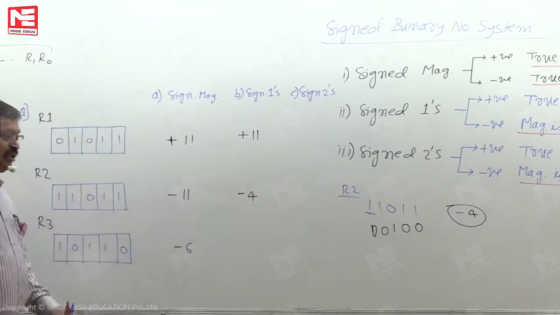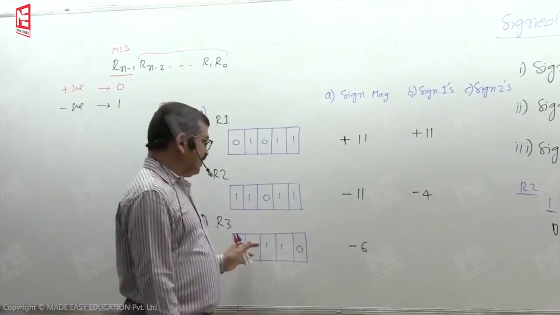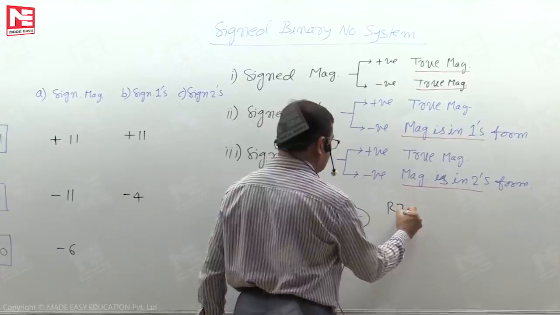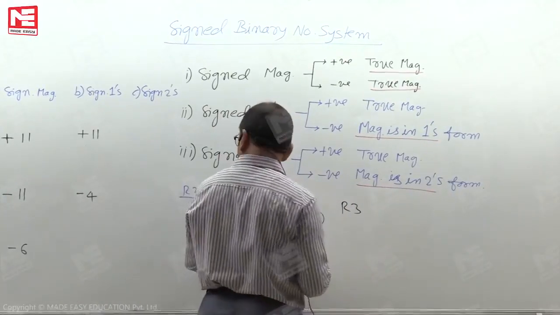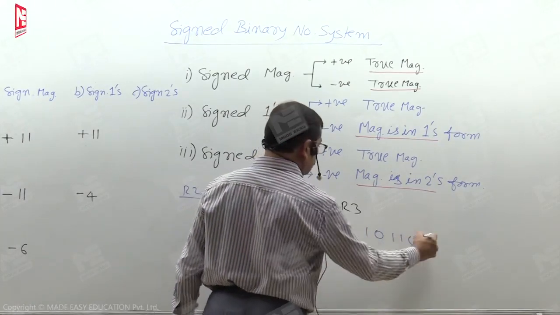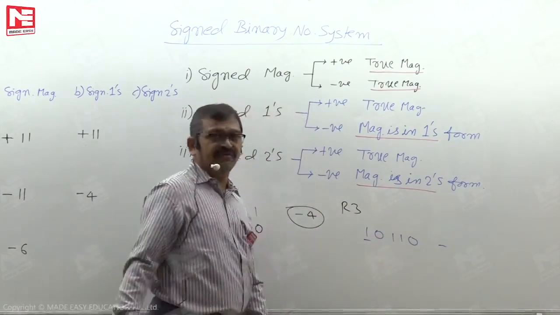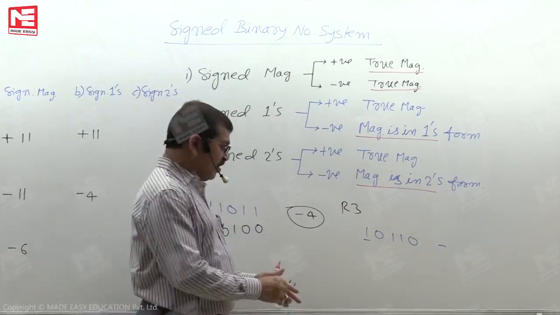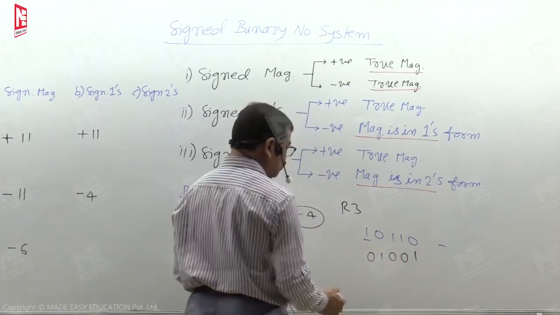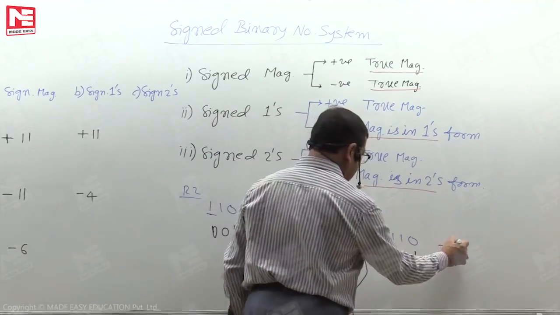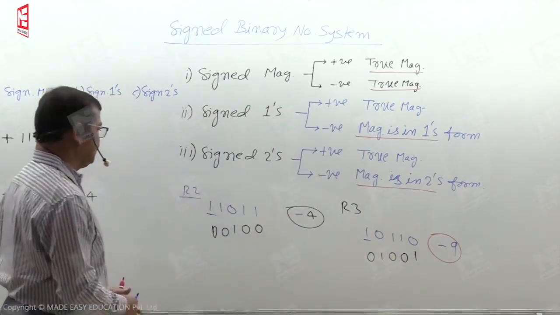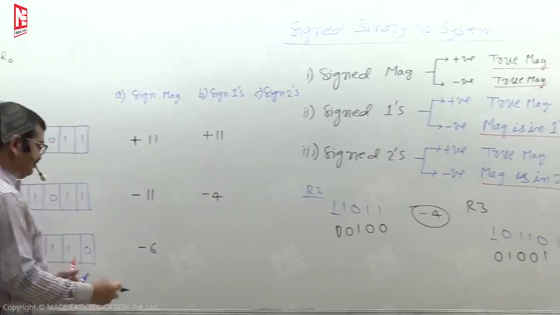Similarly, if you look at the register R3, the number is 10110. The number is negative because the MSB bit is 1. To read the magnitude, we perform the complement operation on the total content of the register. While performing the complement operation, the magnitude we read is 9. Along with the sign bit, it is minus 9.